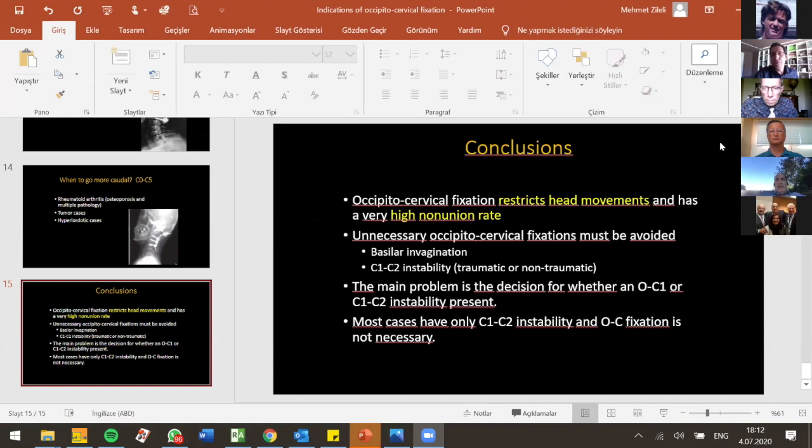I just launched a question here, so people can vote. Mehmet gave us some questions. Choose one of the conditions where the occiput must not be included in the fixation. There are several options. And the second question you see on your screen: what is the most common complication of occipitocervical fixation?